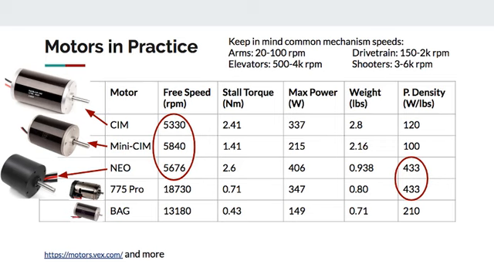Basically it all comes down to the FRC weight limit. So the Sims are nice because they spin a little bit slower. They still have a pretty high max power cap. I mean, 400 watts is kind of a lot to sink into a motor.